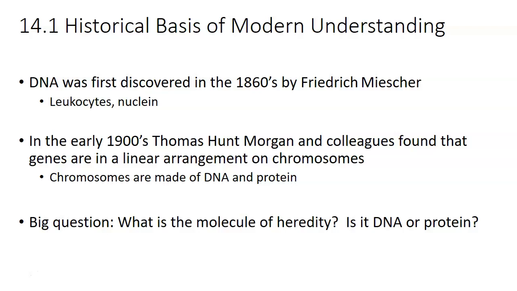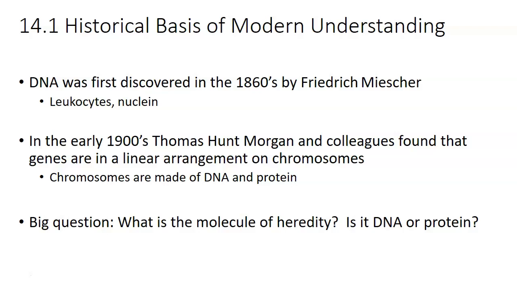So first off, the first scientist to discover that genetic information existed was back in the 1860s. This was Friedrich Miescher, and he was studying white blood cells, which are called leukocytes, and he identified this material. But he didn't call it DNA, instead he called it nuclein. He wasn't sure what it was composed of, but he thought that maybe this had something to do with traits.